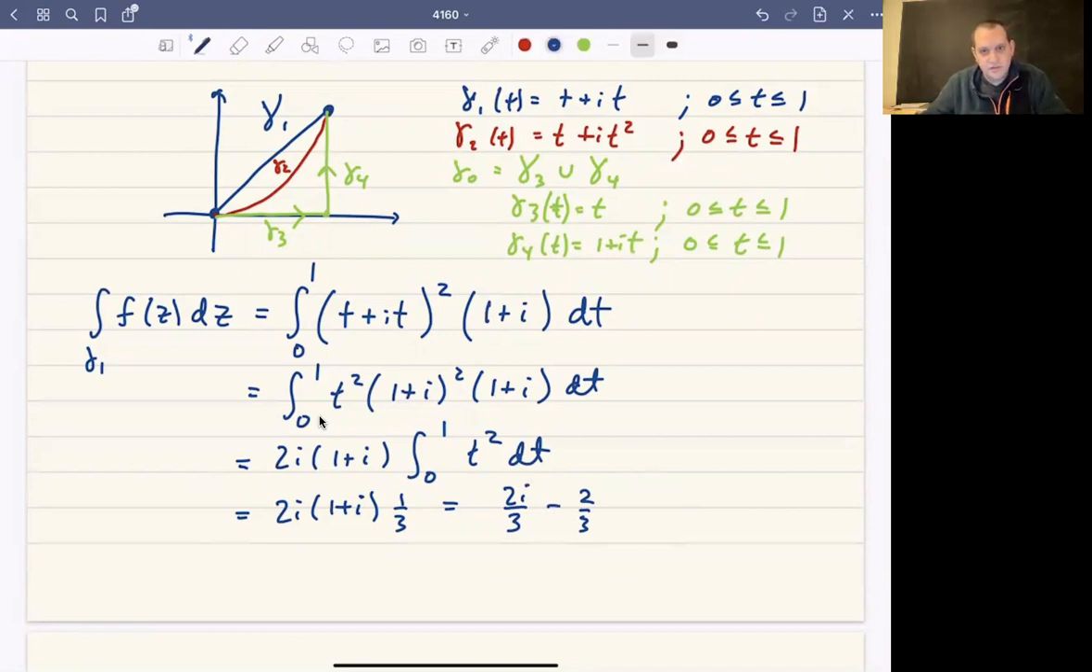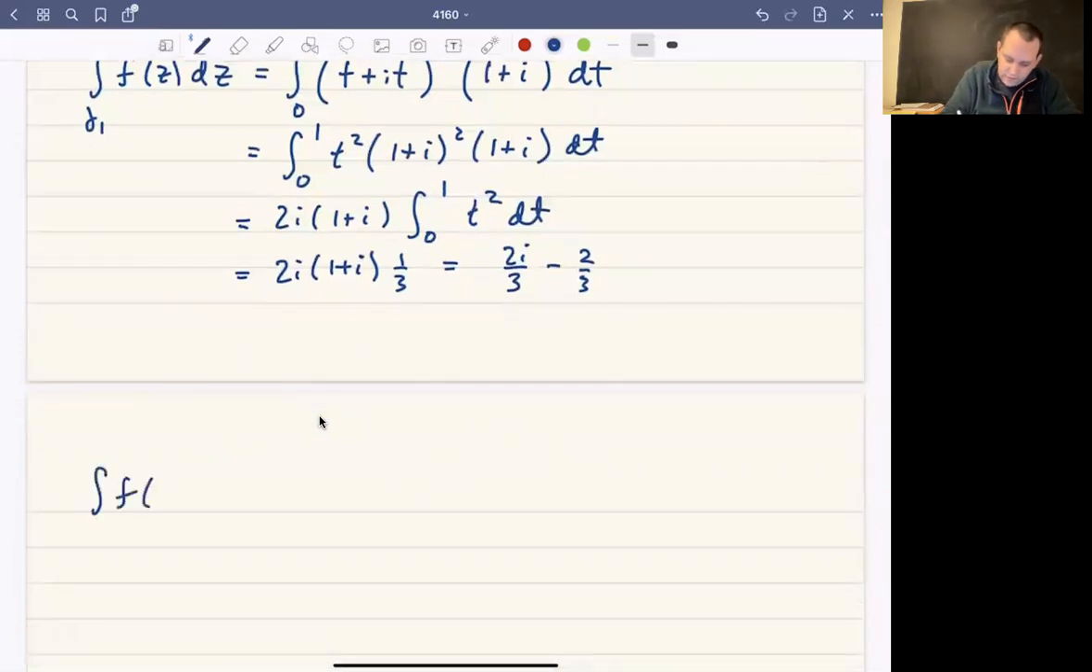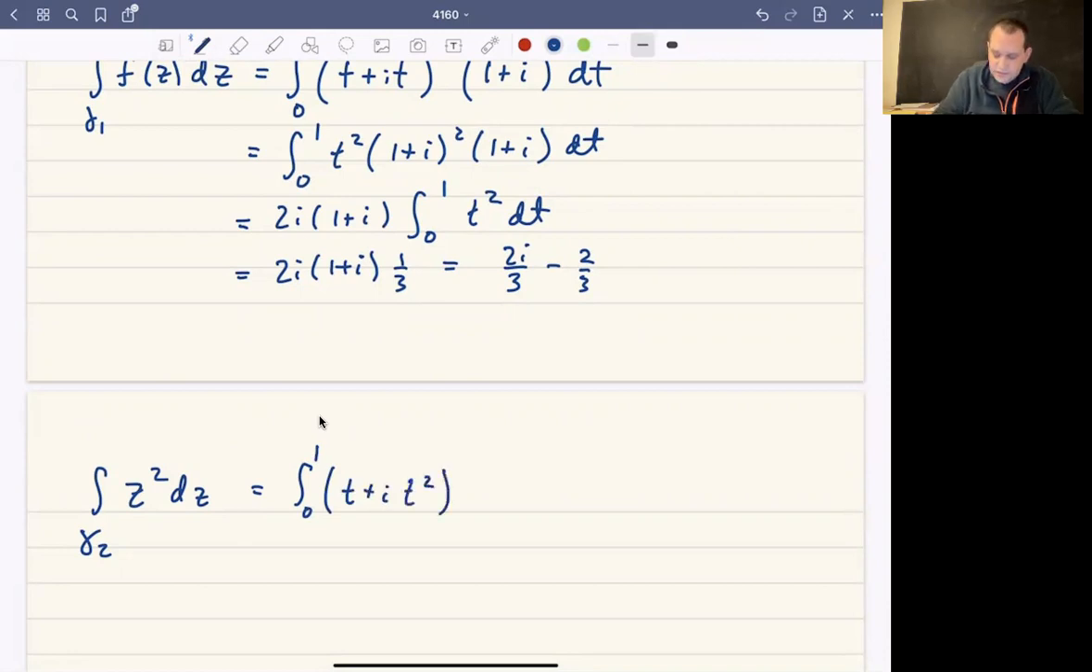And then let's do this again for the second and the third integral. So for gamma 2, we again had t plus it squared. So the integral of f over gamma 2, and again, there's lots of different ways to write it, but let's write it as the integral of z squared dz over gamma 2. It's going to be the integral from 0 to 1, because those are the bounds for our parameterization. Our path gamma 2 was t plus i t squared. When we plug that in for z, we get that, whatever that is, squared times the derivative of gamma, which is 1 plus 2it.